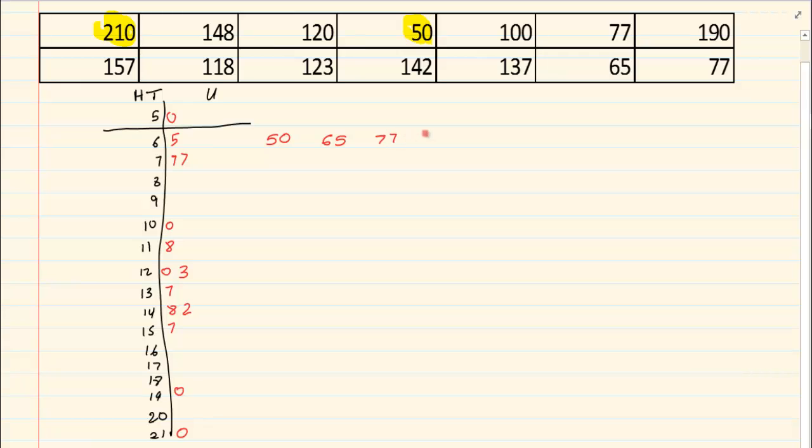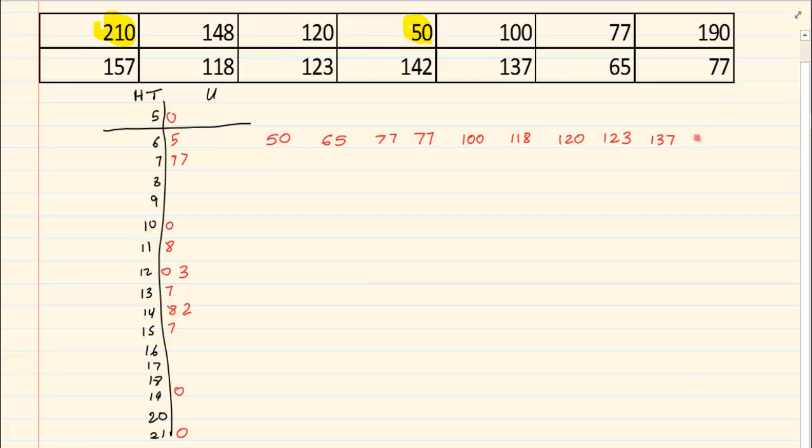77 we have 2. Can you see? 1, 2. Then we have 100, and we have 118, 120, 123, 137, 148. Now look, 148 and 142, which one's coming first?